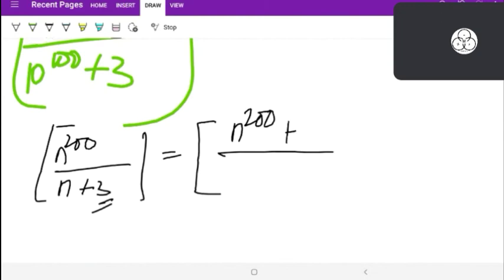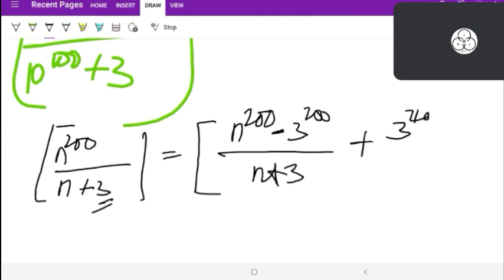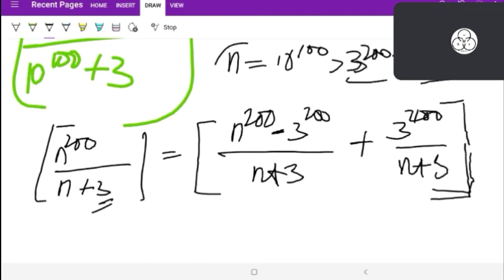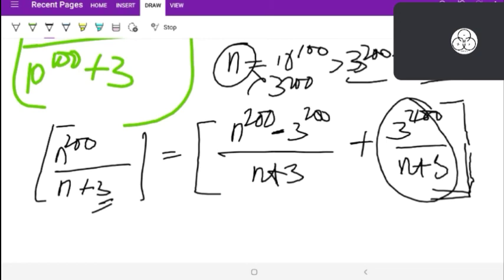Let me write minus only. I've got an idea. Minus 3 to the power 200 over n plus 3, plus 3 to the power 200 over n plus 3. Now let us just apply a simple logic. What is n? n is 10 to the power 100. And what is 3 to the power 200? 3 to the power 200 can be thought of as 9 to the power 100. Now n is definitely greater than 3 to the power 200. So the floor of this part will be 0.